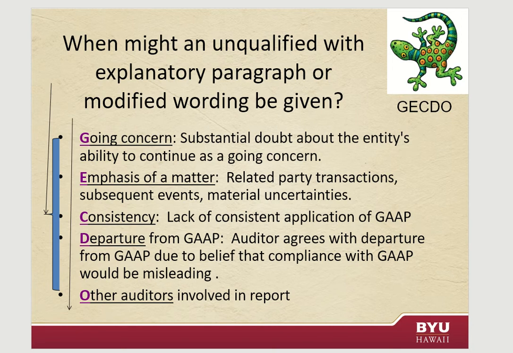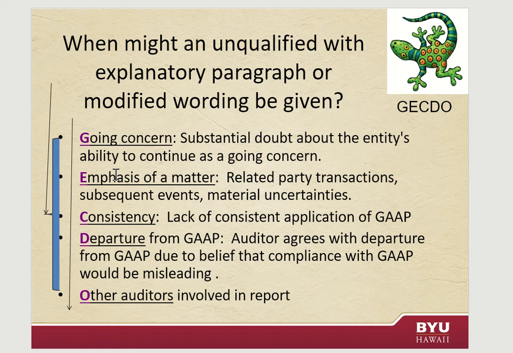What are the 5 circumstances when an unqualified opinion gets an explanatory paragraph? The acronym is GECDO. Going concern: if we're worried about them continuing within the next year, we would express an unqualified opinion with an explanatory paragraph or modified wording. I have been on an audit where we had to express an unqualified opinion with a going concern paragraph. Emphasis of a matter: related party transactions, subsequent events, material uncertainties. The auditor is just bringing that to the attention of the investors or shareholders. Consistency: when they depart from GAAP or there's a lack of consistency in the application of GAAP. And then departure from GAAP.